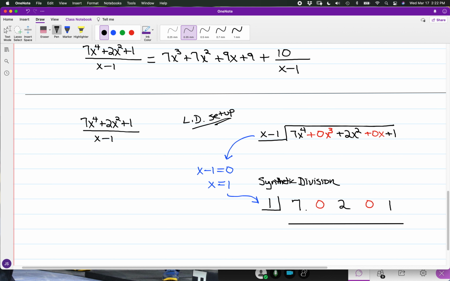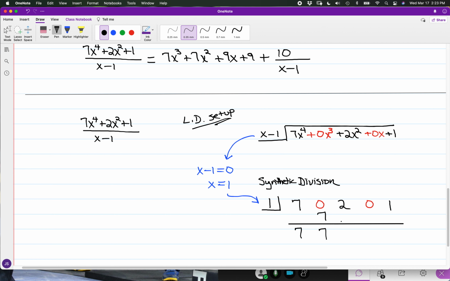In the case of 7x to the fourth, the leading term in the dividend is going to be the leading term in the quotient. So 7 is going to be brought down, and then we have 1 times 7 is 7. After you take the product, you shift over to the next column and add. So you have 0 plus 7, which is going to be 7.